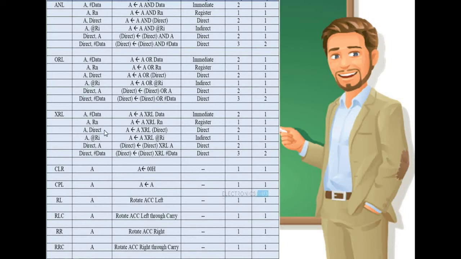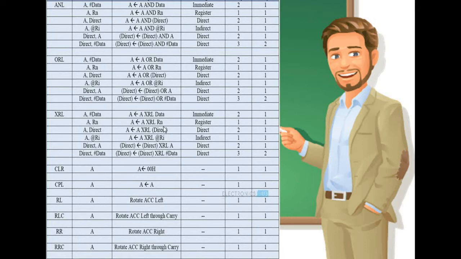Here coming to the XOR operation, it will perform an XOR operation with the data. XOR logic means, suppose you have A equals 0 1 and data equals 1 0. While performing the operation, the value will be 1 1. So that data will be stored in the accumulator.